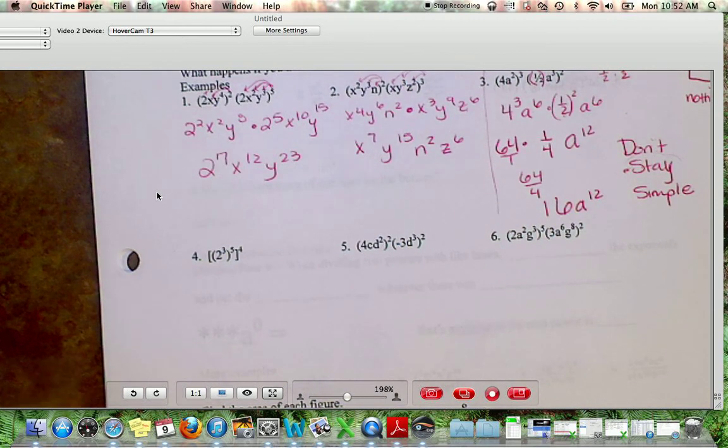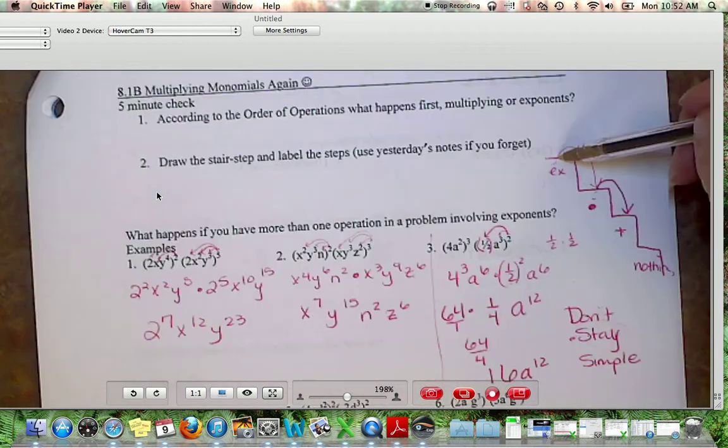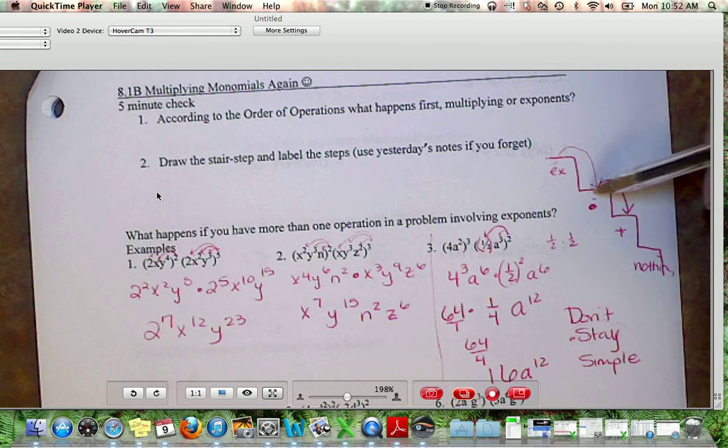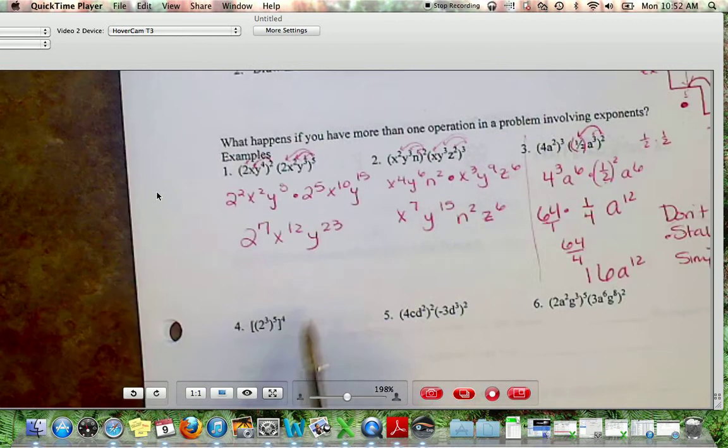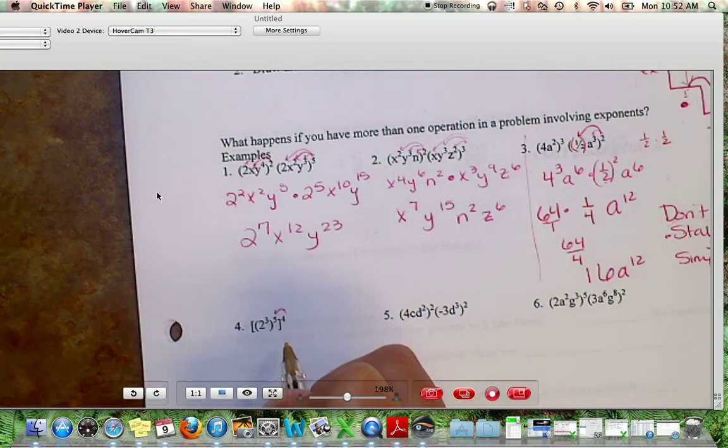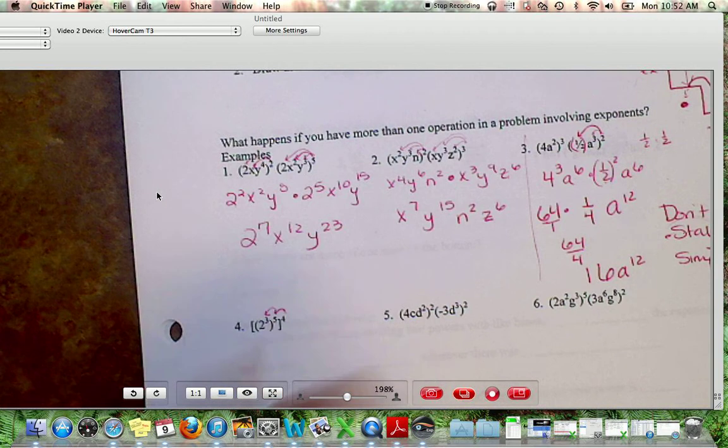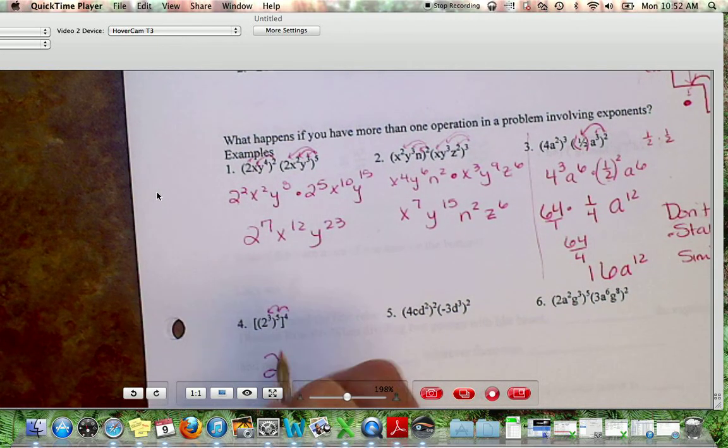We'll have a couple others here. 4 4 is actually very simple. People look at that, they get confused, but we're just raising an exponent to an exponent to an exponent. So that means every time we're raising something to an exponent, we're just multiplying. So we're just going to multiply 4 times 5, which is 20, and 20 times 3, which is 60, and we get 2 to the 60th power.